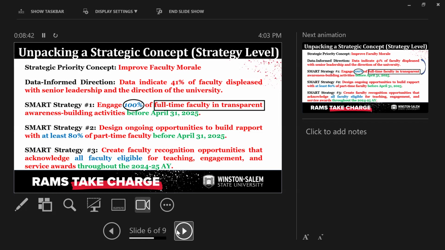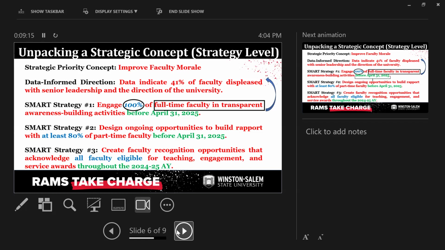We also know that it's measurable because we're saying we're going to engage 100% of our full-time faculty. Is that achievable? Now, that's something that we would have to decide. Is it achievable to touch all 350 of our full-time faculty before the April 31st date? That's for debate. We would have to figure that out. We do know that this smart strategy is relevant because it aligns directly with the data that we have, letting us know that it is a need, an area of focus that we should put our attention and energy at this specific moment in time.